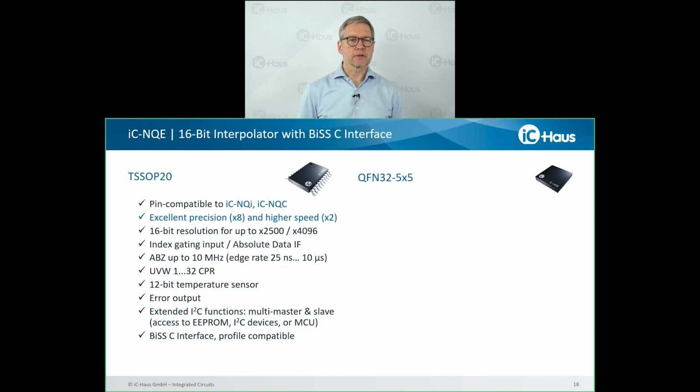Index gating input is accompanied by an alternative, the absolute data interface. ABZ outputs generate up to 10 megahertz, which means an edge rate down to 25 nanoseconds. You can have UVW with up to 32 cycles per revolution. The temperature sensor is embedded, allowing you to monitor that the device operates in a safe condition. An alarm output can light up an LED if you like to see if the input signal is gone.